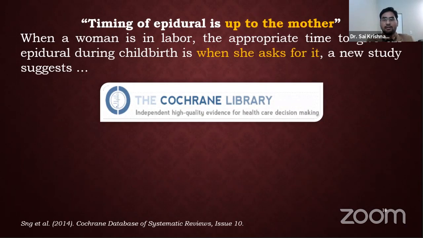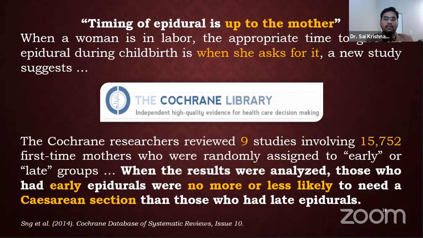So then the Cochrane Library, a single best product of Cochrane Collaboration, is an independent high quality evidence source for healthcare decision making. They had been observing a debate online where some researchers suggest epidural should be given in the early phase, and others suggest it should be given in the later phase. Then they thought, why can't we conduct a systematic review on this and come up with more accurate findings? And then Cochrane researchers reviewed a total of 9 studies which involved around 15,000 pregnant women.